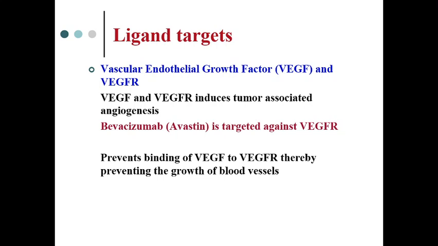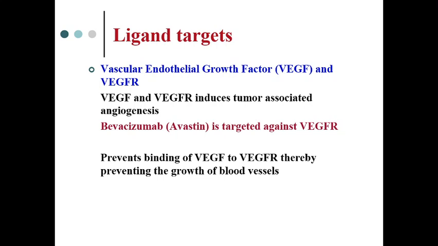The monoclonal antibody directed against the vascular endothelial growth factor, VEGF, is called bevacizumab. Bevacizumab has a trade name called Avastin, which targets the VEGF and blocks it. By blocking it, blood vessel growth can be blocked. Once blood vessel growth is blocked, the growth of the tumor also can be blocked, because tumors need a rich supply of blood vessels, a rich supply of oxygen and nutrients, for growth.